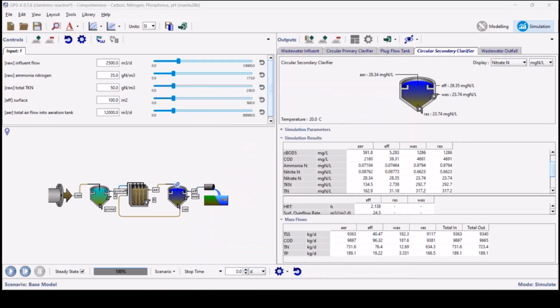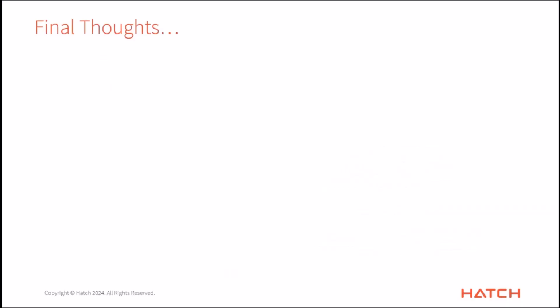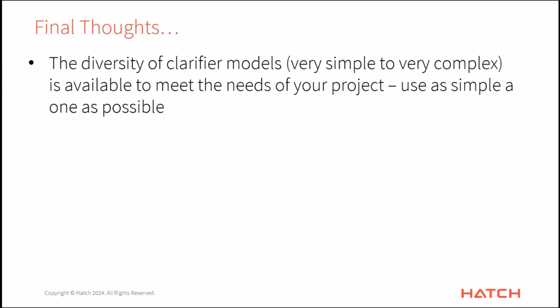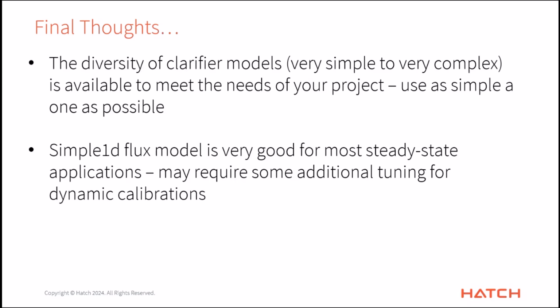Okay, so there you go. I think that's a fairly lengthy thought on how all of our clarifier models work. Just to wind up a few thoughts, basically that diversity of different types of models from very simple to very complex is there for you to be able to meet the needs for your project. And I always suggest to use the simplest model possible for the task at hand. And our simple 1D regular flux model is very, very good for almost all applications. It's really good at steady state, and it actually is reasonable for doing dynamic things as well, although we do recommend you calibrate the model with dynamic data if you're going to do that. And it's the one that is used most of the time.